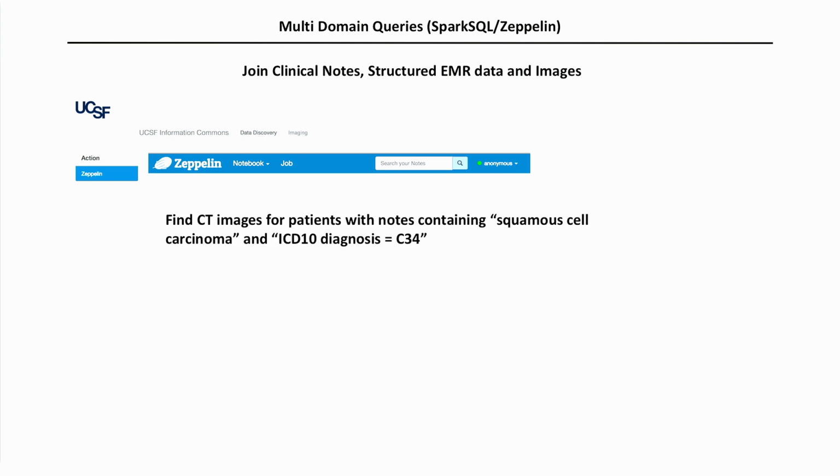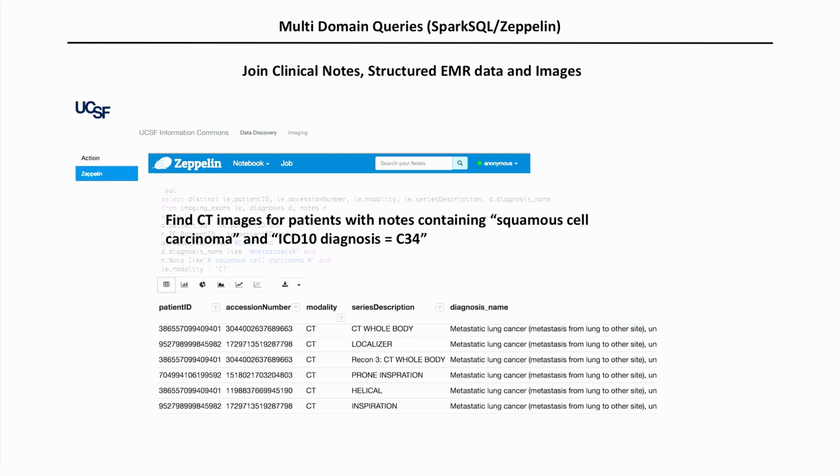And now we can start to ask really interesting questions like, give me all the CT images for patients where there's some reference to squamous cell carcinoma in their notes, and they have a particular diagnosis code. You can formulate that pretty easily, ask the question, and within a matter of seconds to minutes, we can get a list of images that fit that profile, and then apply our machine learning algorithms or other data science tools to those data sets. Now we've shrunk this pipeline from months down to minutes for our researchers.